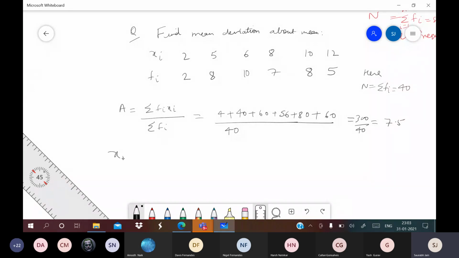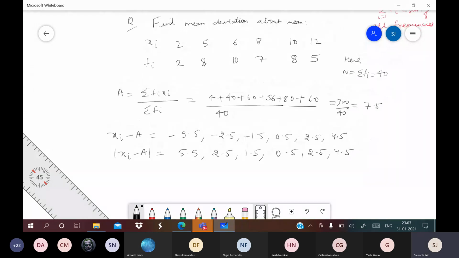Now what will we find? Same thing, xi minus a. Then their modulus values, then we'll multiply by their corresponding frequency. So xi minus a are minus 5.5. Subtract this value from xi: minus 2.5, minus 1.5, 0.5, 2.5 and 4.5. Then you find their modulus values: 5.5, 2.5, 1.5, 0.5, 2.5, 4.5, right?